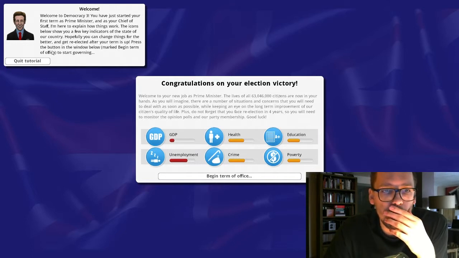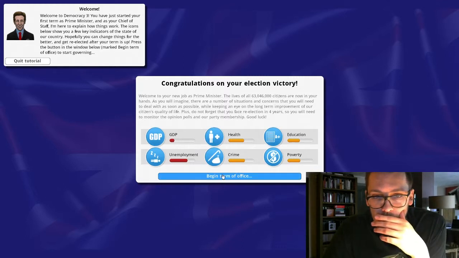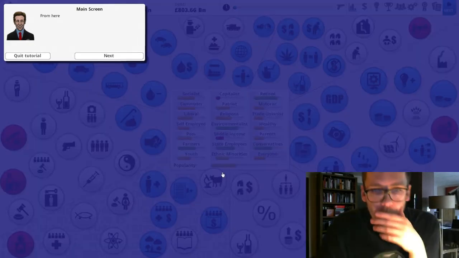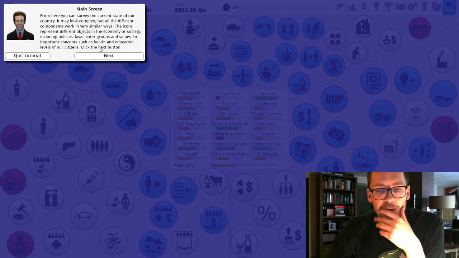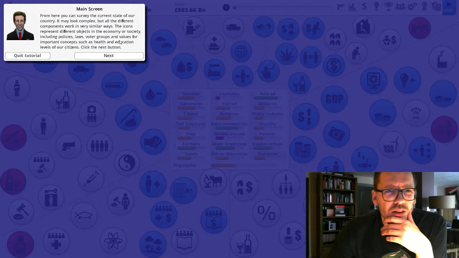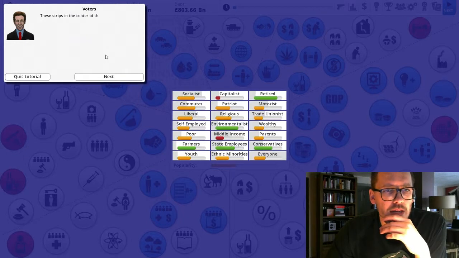Press the button in the window below, marked Begin Term of Office, to start governing. Okay, let's go! So, current state of your country. It may look complex, which it is, but all different components work in very similar ways. Yes, click the next button.